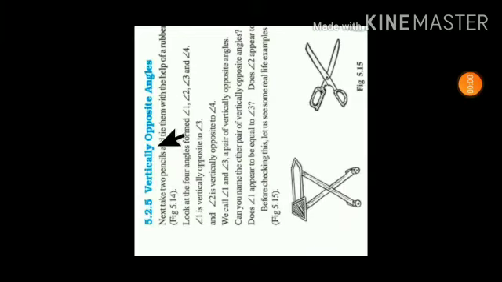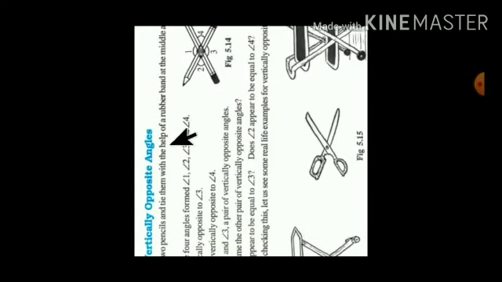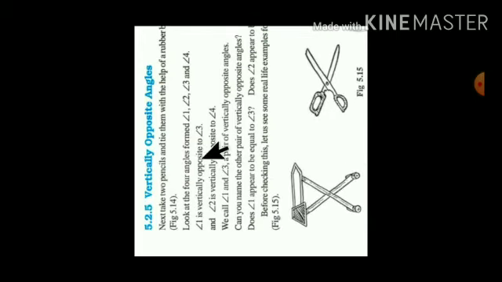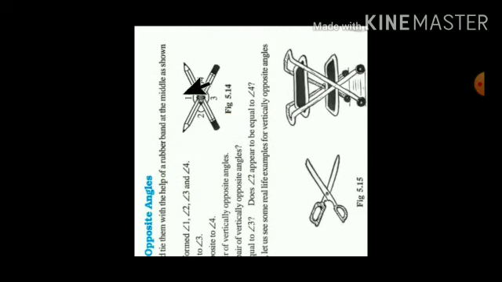Let us understand vertically opposite angles. Take two pencils and tie them with the help of a rubber band at the middle. Okay, so two pencils you will tie with the rubber band at the middle. Then we can see four angles will be formed: angle 1, angle 2, angle 3 and angle 4. Then look at the four angles formed. Angle 1 is vertically opposite to angle 3 and angle 2 is vertically opposite to angle 4.